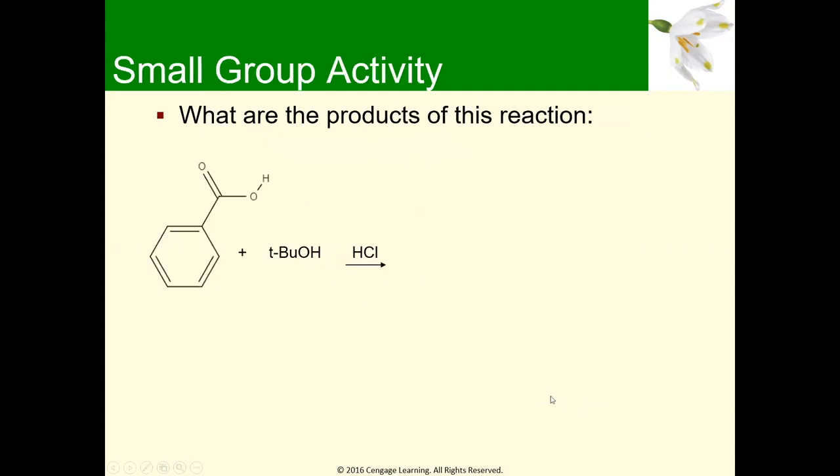Okay, so here we go again. I've got another small group activity for you. So now I give you the carboxylic acid and I give you the alcohol. Remember that this is a tert-butyl group. Hopefully you remember what that looks like. Acid catalyzed, what do you think the ester is going to be? So think about it, talk about it with your neighbor, and try to come up with a product.